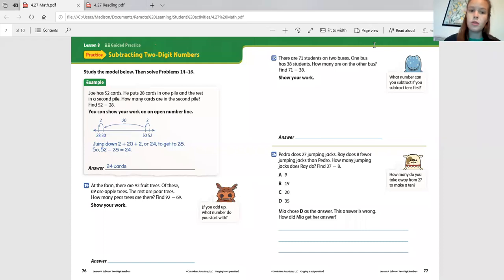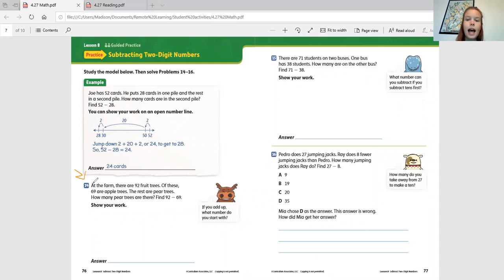All right, friends, so we've got the part of the lesson now where we're gonna read a problem, and then I want you to pause the video, solve the problem on your own, and then unpause it to see if you got the same answer that I got. So let's start over here. We're gonna jump down and read problem 14 first.